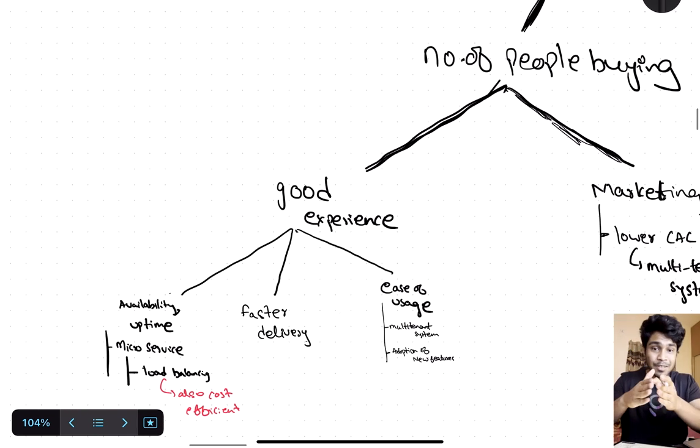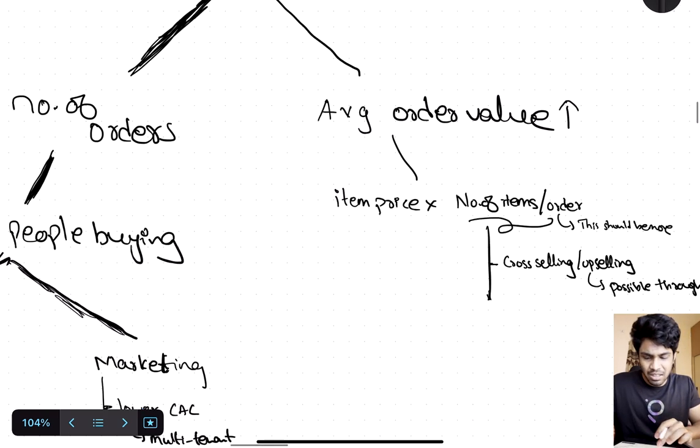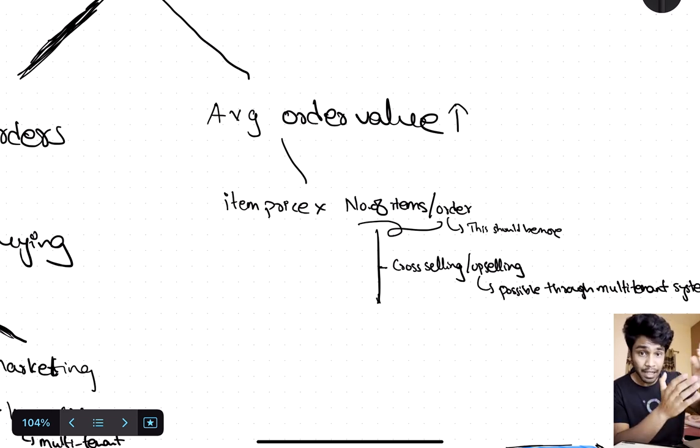We're going to decode this good experience again. The good experience could be having greater availability and uptime of the complete system. It's also because of faster delivery, ease of usage, pricing and stuff like that. Before we get into that detail, we'll see what average order value is. Average order value is nothing but the item price times the number of items per order. If you're ordering, you'll order multiple items at a time. The number of items times their price is your average order value.